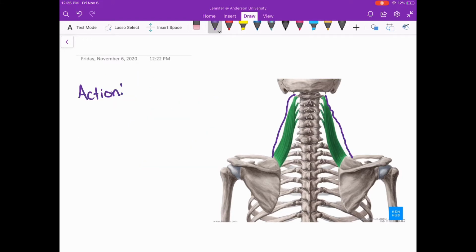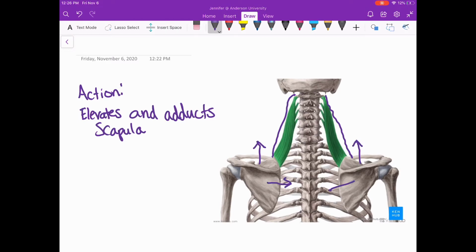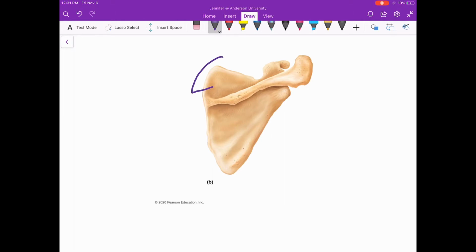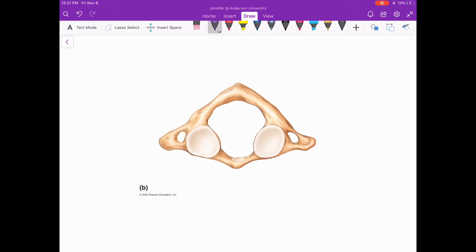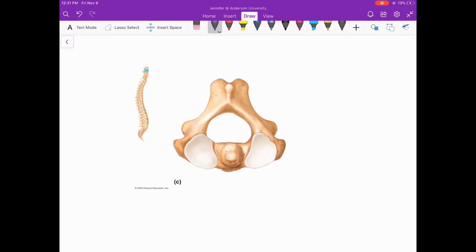The actions for the levator scapulae, as the name would imply, are that they elevate the scapula, and they also adduct the scapula, which means that they bring it closer to the midline, and they laterally flex the neck. Here we have a scapula so that you can see the medial border superior to the spine. Then we have a C1 or atlas vertebra, and you can see the transverse process. This is another view of that. And then we have the C2 or axis transverse process.